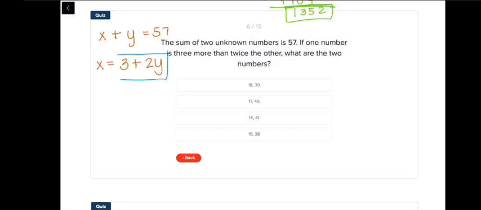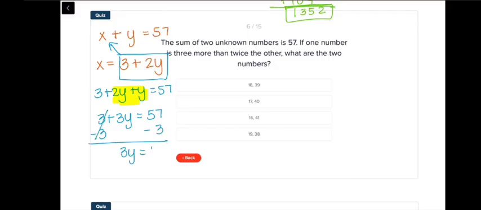Here, I can use substitution. I can take this and replace it in here. So instead of writing x, I will have 3 plus 2y plus y is equal to 57. I can combine my terms, which will give me 3 plus 3y is equal to 57. I subtract 3 from both sides, and I get that 3y is equal to 54. And finally, I divide both sides by 3. So y is going to equal 54 divided by 3.